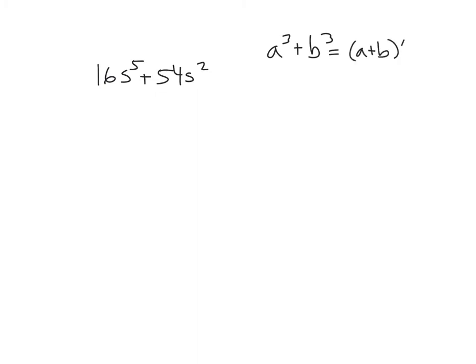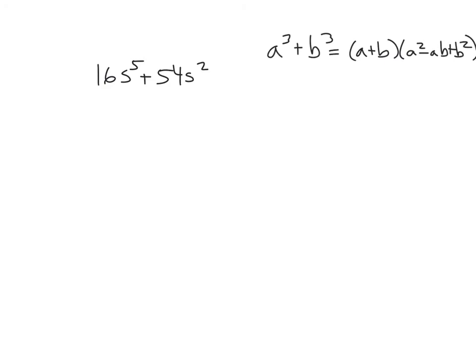We have ourselves a 16s to the 5th power plus 54s squared. So looking at this right here, ladies and gentlemen, we see that there are some things in common that we could take out before we start doing the formula. And just a reminder, the formula is a cubed plus b cubed is equal to a plus b, and then you have a squared minus ab plus b squared.